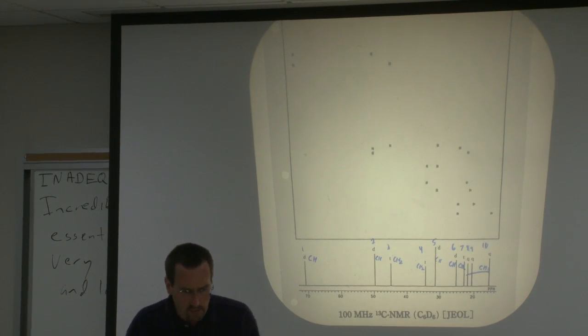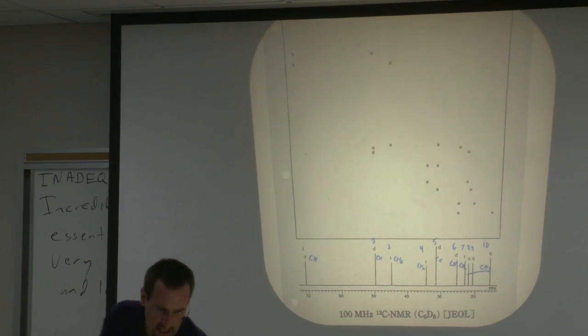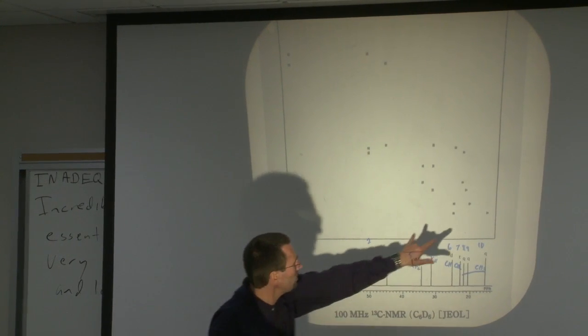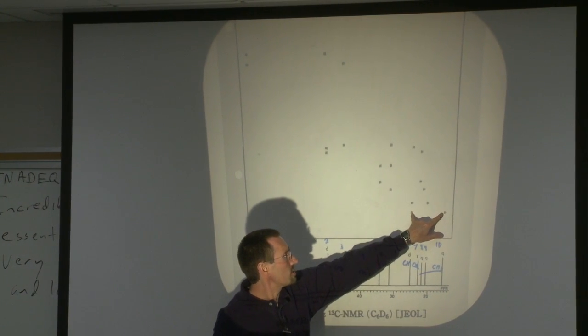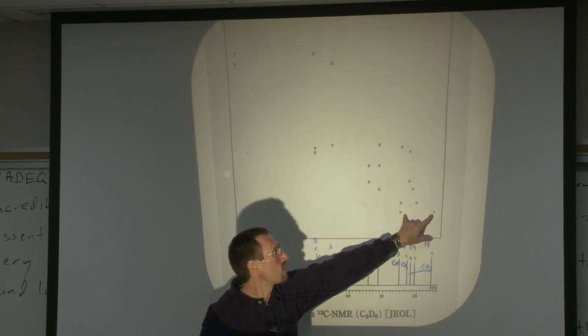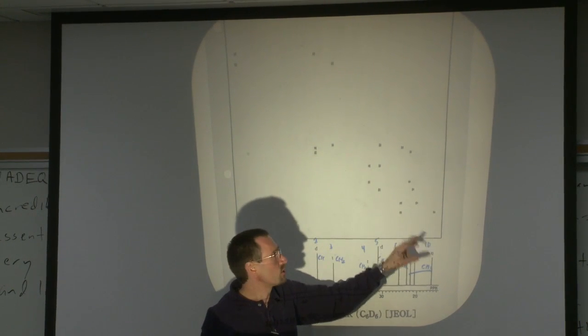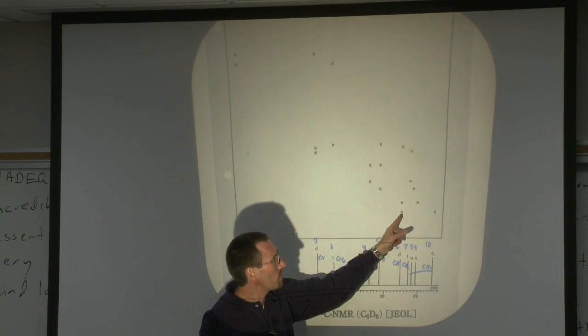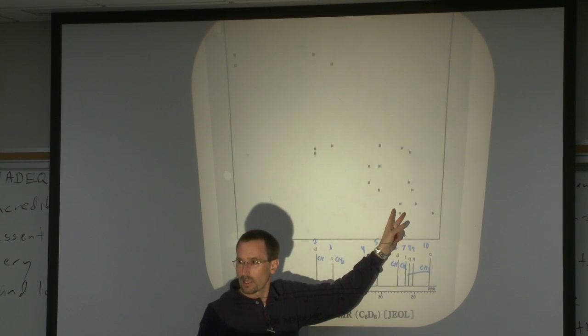All right, the double quantum axis is a diagonal, and what you're seeing, each of these pairs corresponds to 2 carbons that are coupled to each other. And you'll notice that each one appears as 2 little lines.